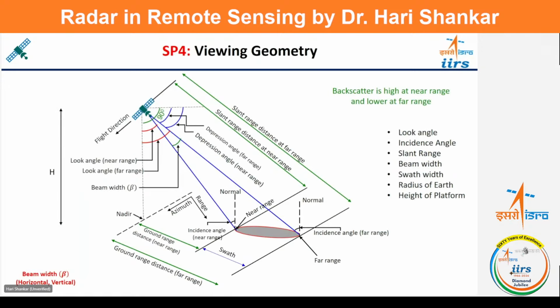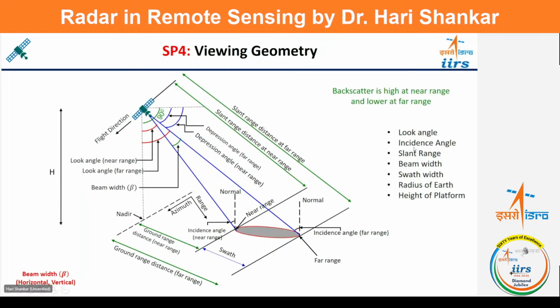This is the viewing geometry. Yesterday I showed you this image. This is basically called the swath of the image. This is the near range, this is the far range. This is called the look angle, and this is called the beam width beta. This side is the azimuth direction, this is called the slant direction, and this is called the azimuth direction.